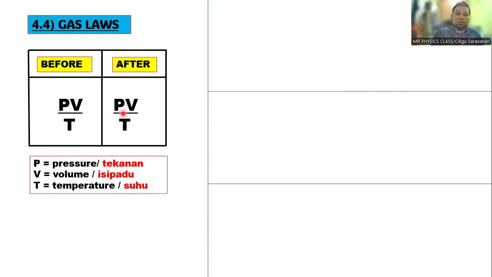So saya akan tunjukkan cara untuk hafal. So before that, you must know what it stands for. All the variable here, PVT. Okay, of course it's in English. P for pressure, volume and temperature. Dalam BM tekanan, isi padu dan suhu.